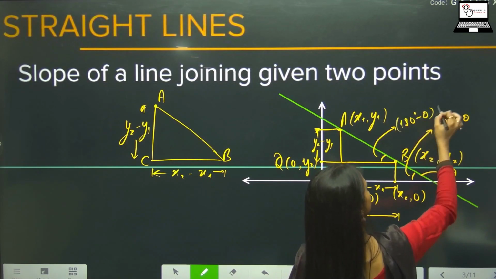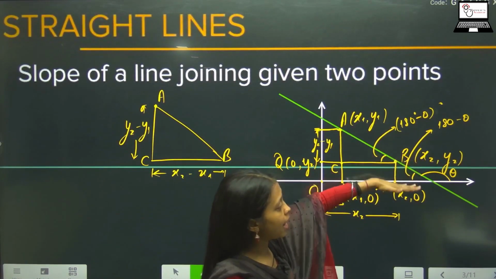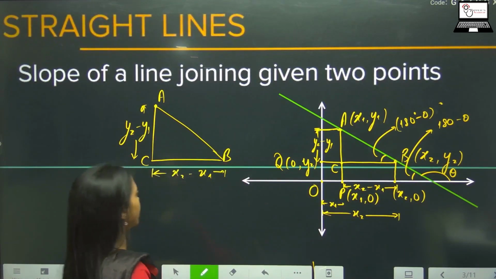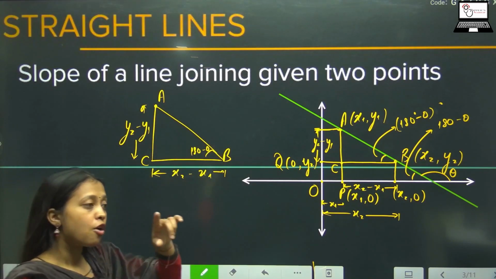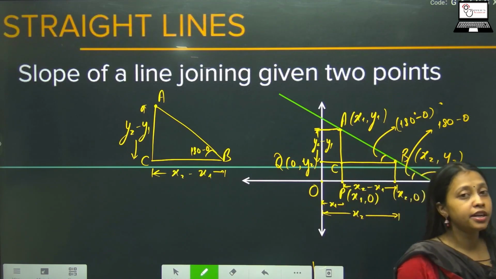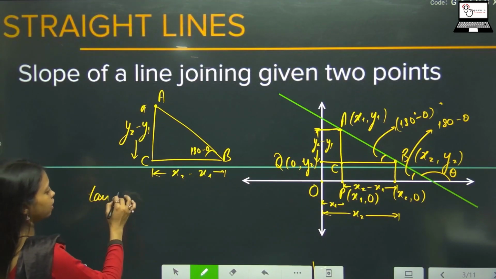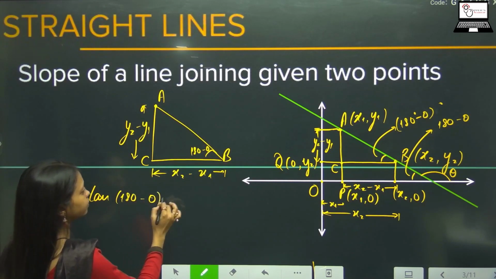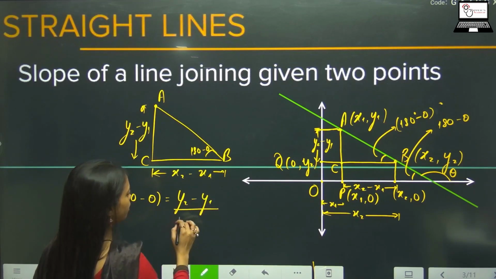Now why does this also become 180 minus theta? Corresponding angles. See, this line and this line are parallel, so these are two corresponding angles. This is 180 minus theta. We can calculate tan of 180 minus theta here. Tan of 180 minus theta is perpendicular upon base.